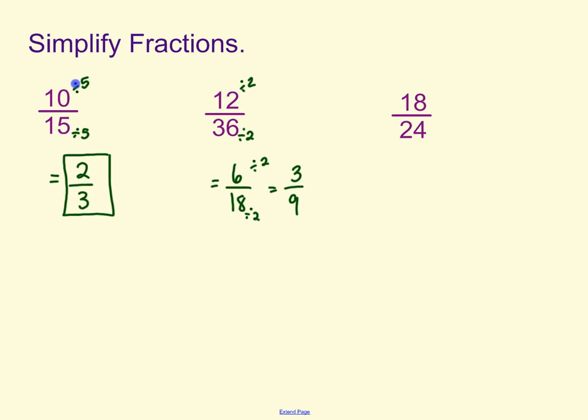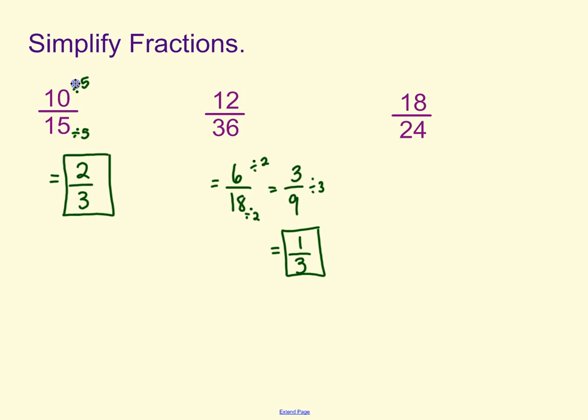So 3 over 9, well, they have 3 as a common factor. So divide them both by 3. 3 divided by 3 is 1. 9 divided by 3 is 3. And we get 1 over 3. So we reduced this 3 times to get to that final answer of 1/3. That is definitely okay to reduce that way.